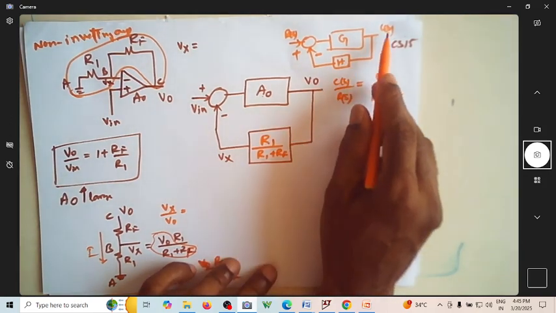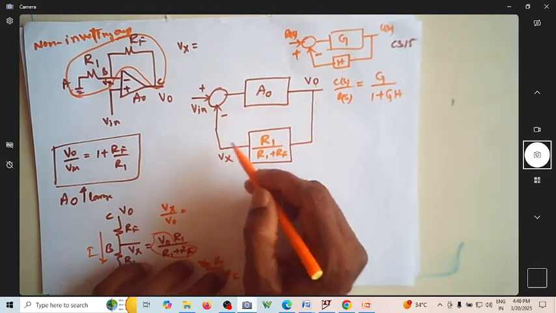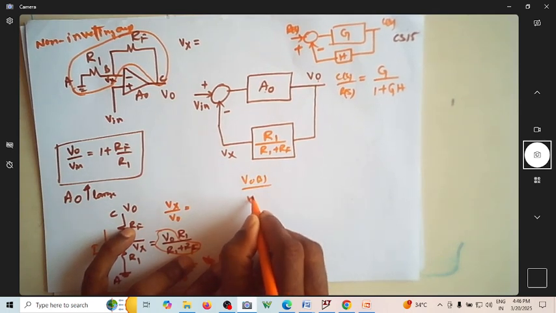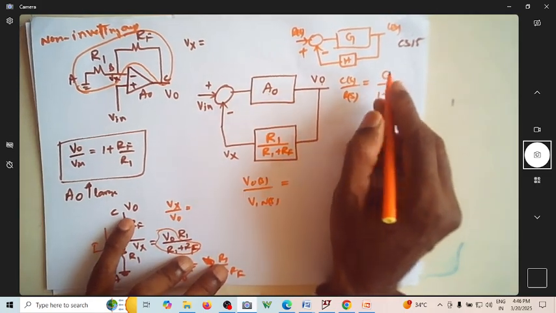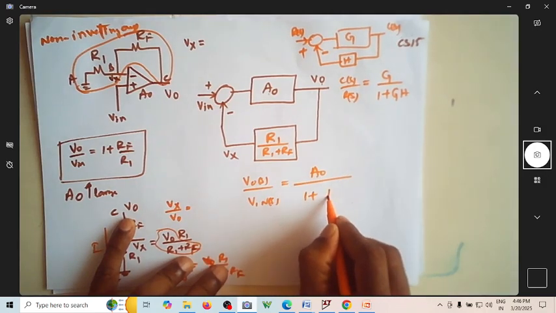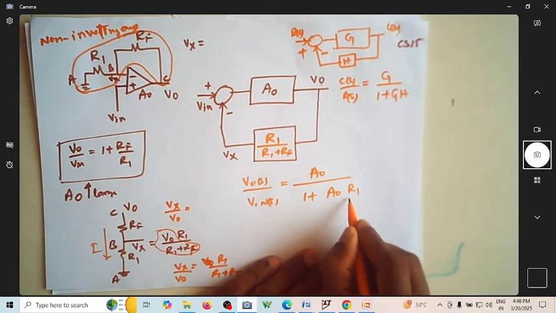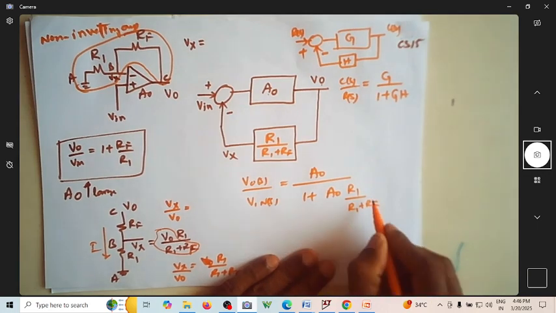So now in place of CFS you have V0, in place of RFS you have V. So I can write V0 of S by V in of S is nothing but, what is G you have? G is nothing but A0 divided by 1 plus A naught into what is this H? H is R1 by R1 plus RF. Correct? I can write it this way.